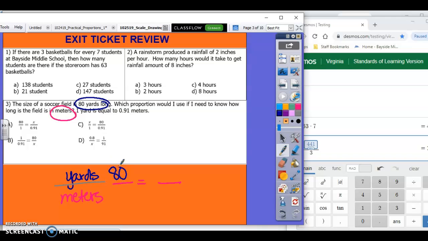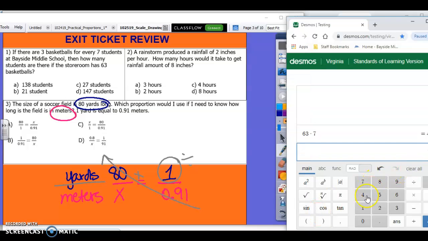And do I know how many meters the soccer field is? It says which proportion would I use if I need to know how long the field is in meters. So I don't know that. So that's where I'm going to put my unknown. Over here, if I keep reading, it says 1 yard is equal to 0.91 meters. So I'm going to match that up. 0.91 meters is equal to 1 yard. So I match that up with yards. So now I just go ahead and solve it. I multiply my diagonals and then divide by what's left over. So I'm going to do this, and that's how I'm going to determine which one of these is the correct answer. So I come over to my calculator.